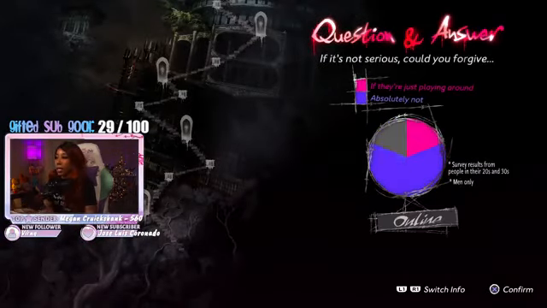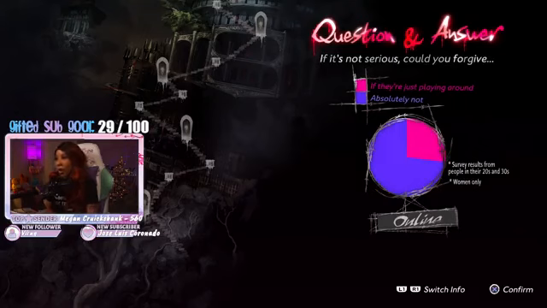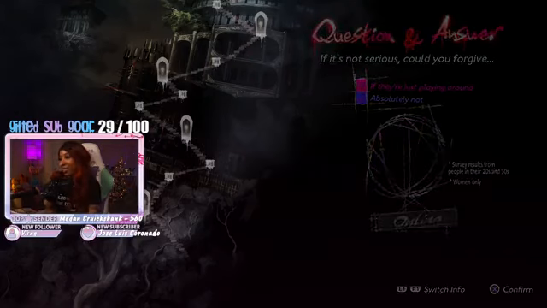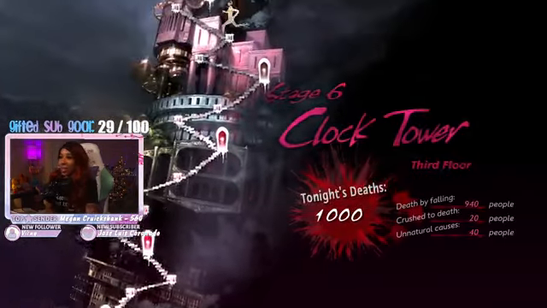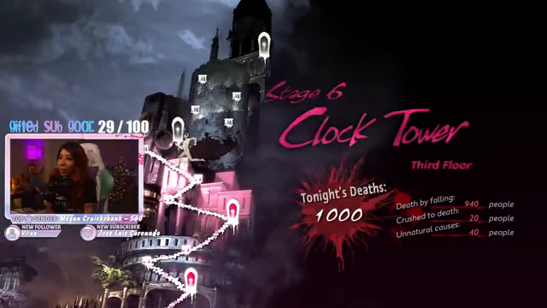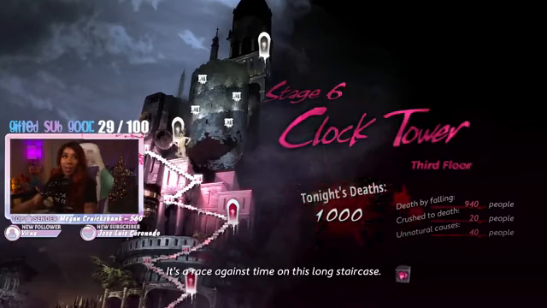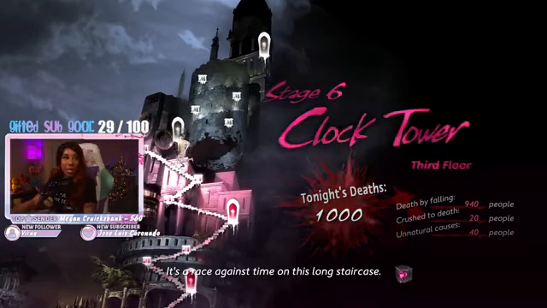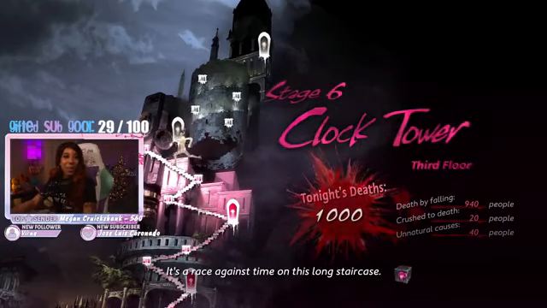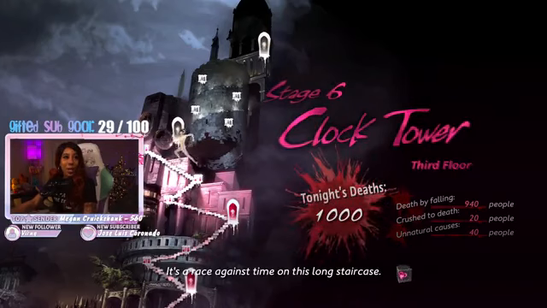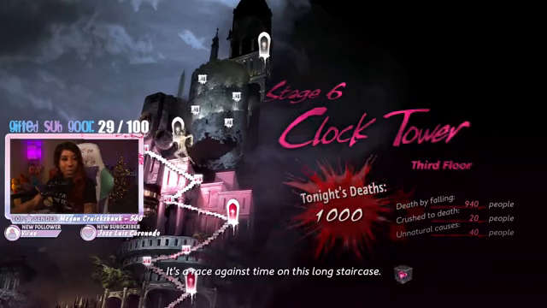Okay, it looks like men said absolutely not. Women said absolutely not. I'm almost there. It's a race against time on this long staircase. I don't want to look at no more bombs. That's how I feel. I don't want to see no more bombs.